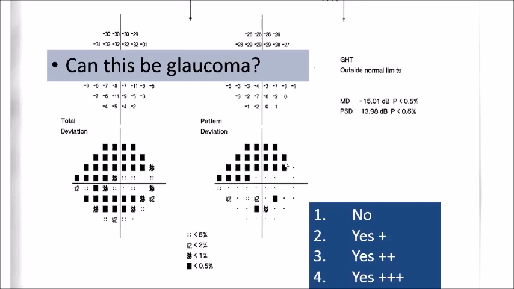Now you can choose 1, that there is no glaucoma, 2, yes, 3, yes, 4, yes, but depending on how many values or parameters you see in the printout that will support your point of view. Okay, so yes, everybody agrees that there is glaucoma, and you can see the percentage. Most of the people answer with 2 plus.